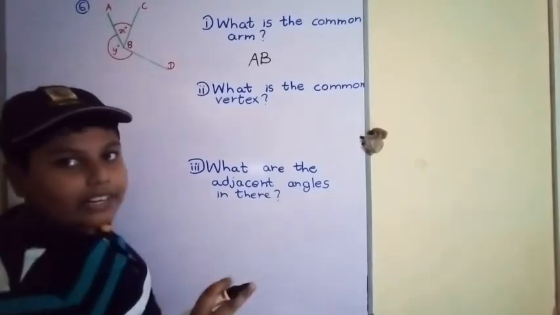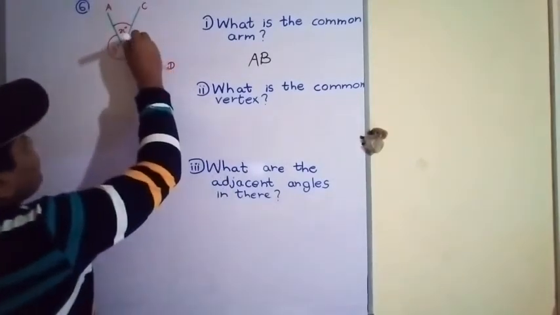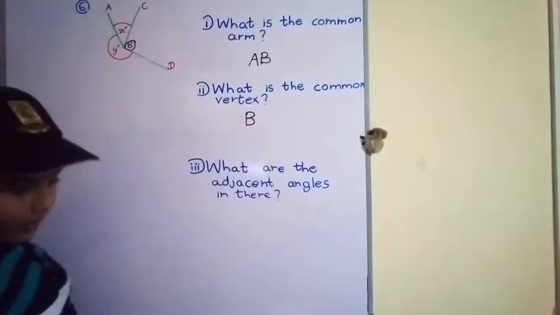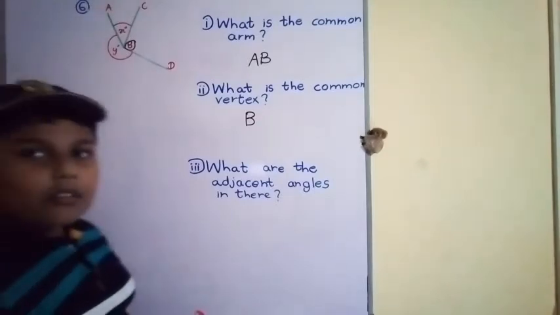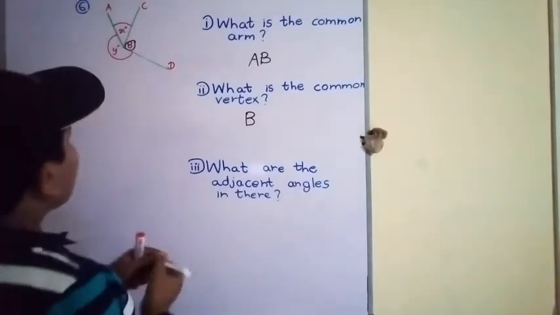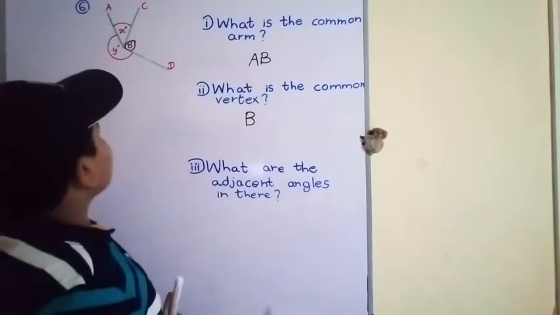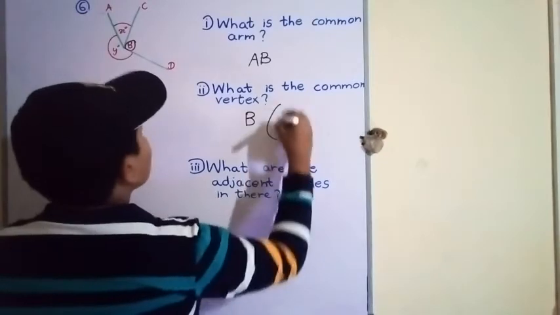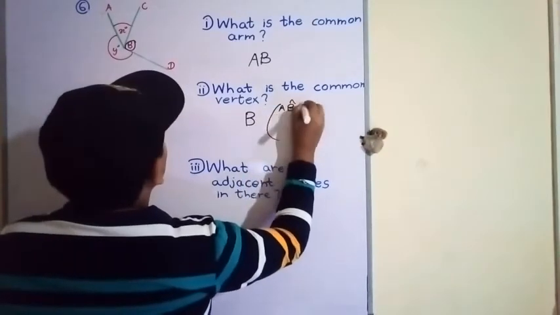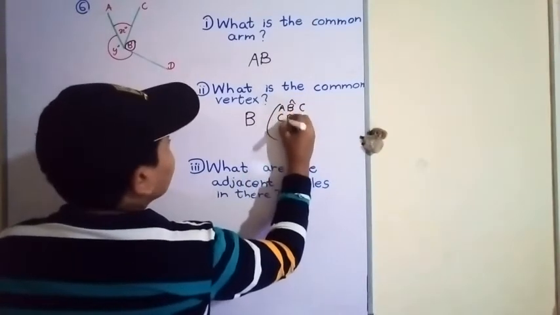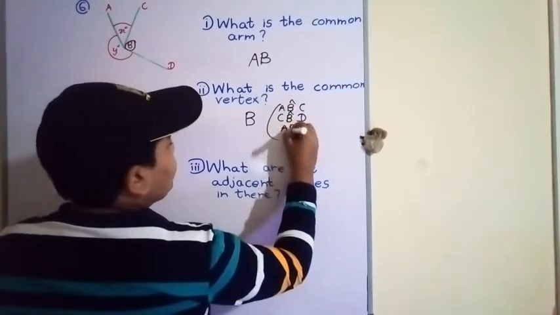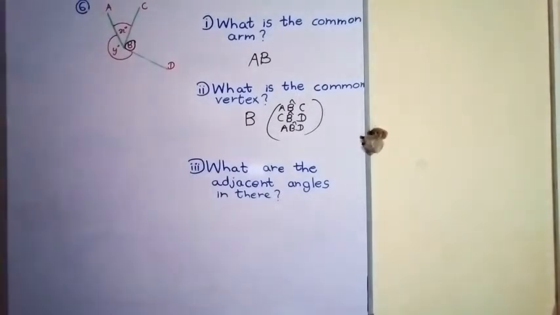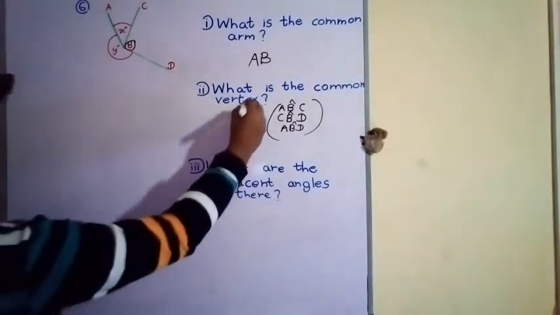What is the common vertex? Second one. Now, the D is the common vertex. What is the reason? Now, ABC, CBD, ABD. All are, they have B as the common vertex.